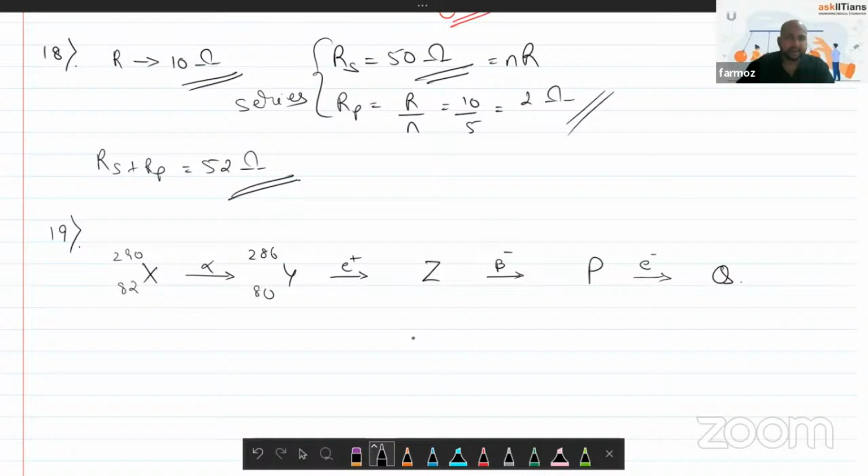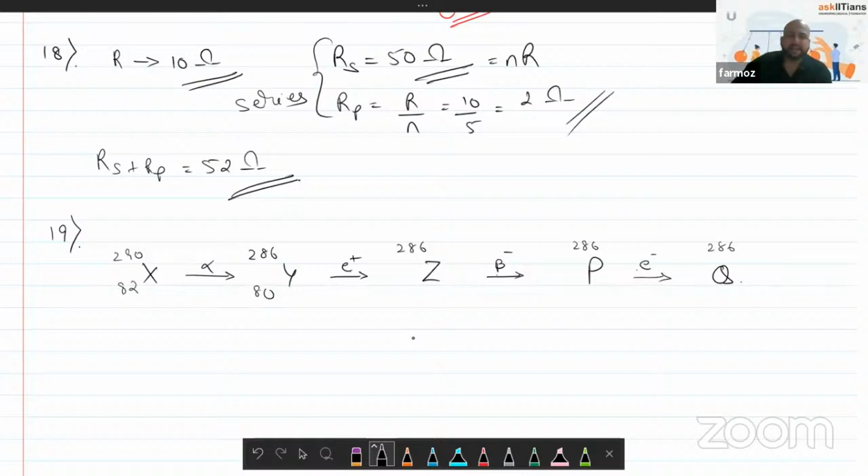Now obviously this is electron, this is beta, this is again an electron. So technically, the atomic mass number won't change. So this will also have an atomic mass number of 286, 286. Clear? Okay, so your answer should have 286 as atomic mass number. Now moving on to the next part.